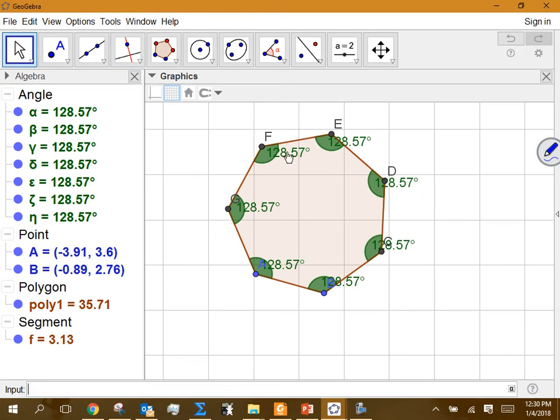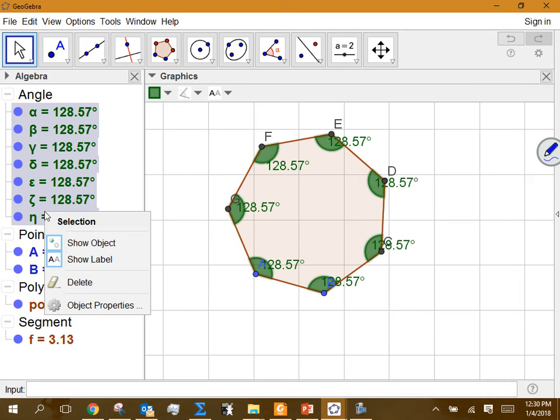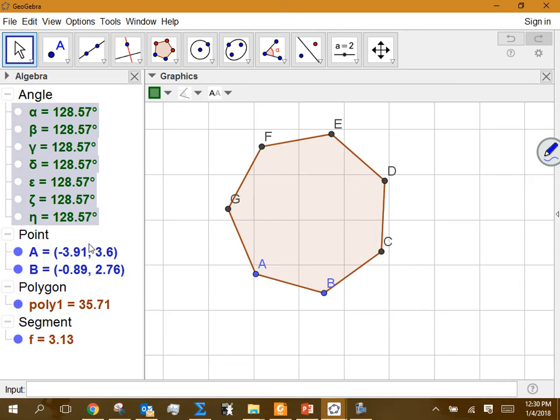Okay, so if I add 128.57 plus 128.57, I do that 7 times, I get 900. Okay? But when it's regular, you see that they're all the same, right? That's what we talked about. Regular means they're equal angular. Okay? Let's say I didn't know those angles, but I did know it was regular. How could I find one of those angle measurements?